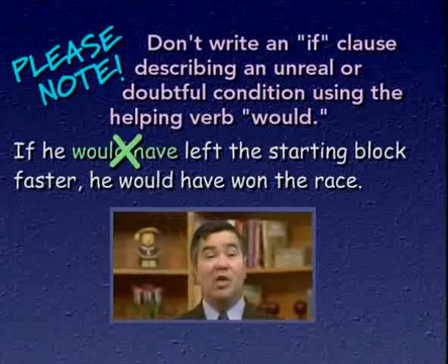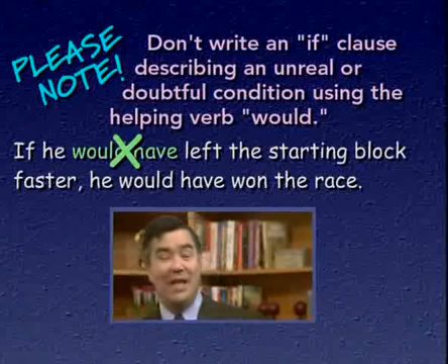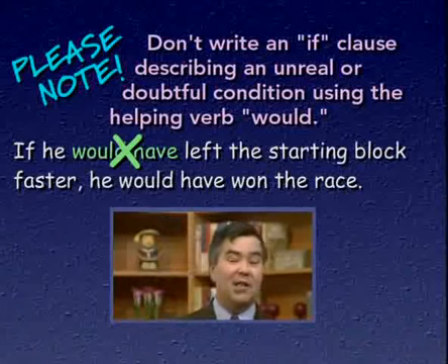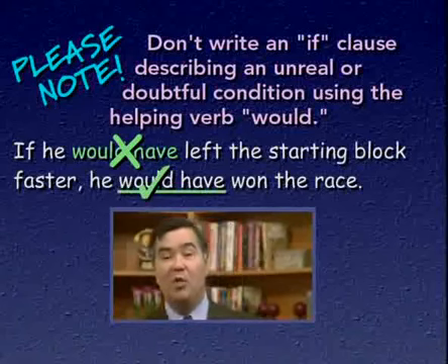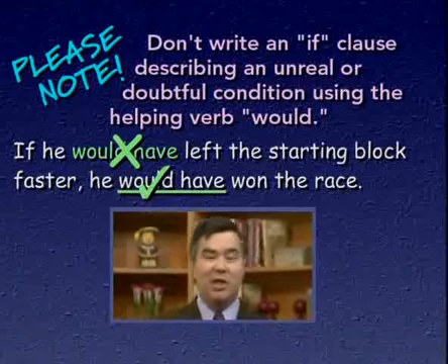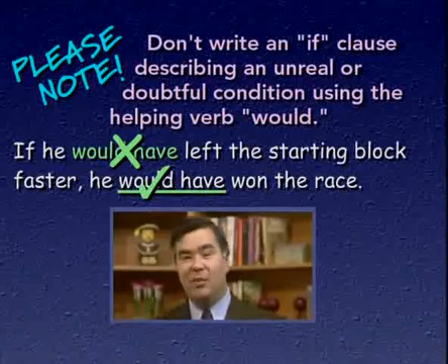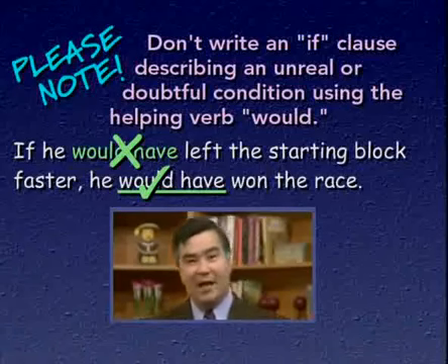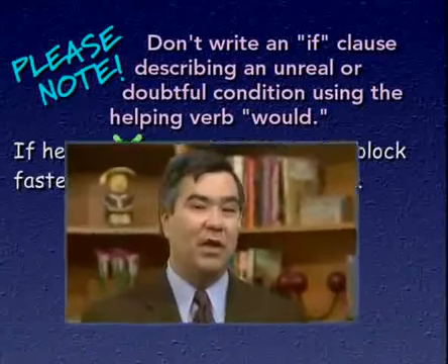Notice that the verb would does appear in the other clause. He would have won the race, and that's the correct use of the helping verb would. But in the if clause, you use the subjunctive mood, which doesn't include the helping verb would. So avoid that little error that people sometimes fall into. So this is the subjunctive mood.